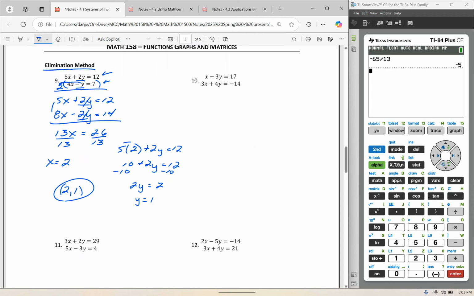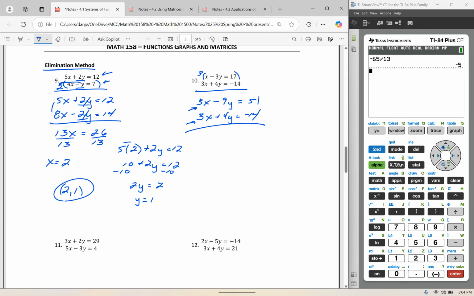In number 10, okay, same problem, same examples that we had in number 8. But what you'll notice is we're going to multiply this top equation by 3. So 3 times x is 3x. 3 times negative y is a negative 9y. And 3 times 17 is 51. The bottom equation is 3x plus 4y equals negative 14. If I just combine my two equations at this point, you'll notice that we have a 3x and a 3x. If we combine 3x and 3x, we'll get 6x.